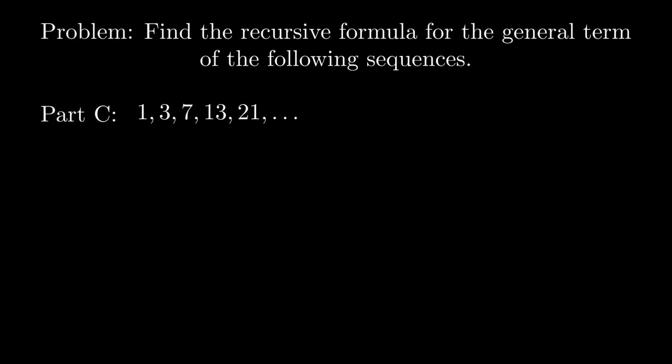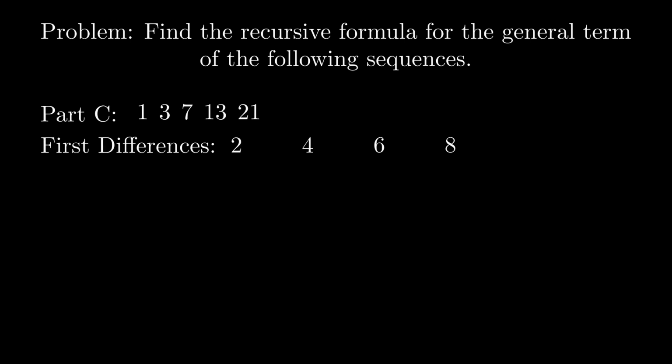Let's find the differences between consecutive terms first. These are called the first differences. We have 3 minus 1 equal to 2, 7 minus 3 equal to 4, 13 minus 7 is 6, 21 minus 13 is 8. So the first differences are 2, 4, 6, 8, etc. This is not constant, so it's not arithmetic. But notice a pattern in these first differences.